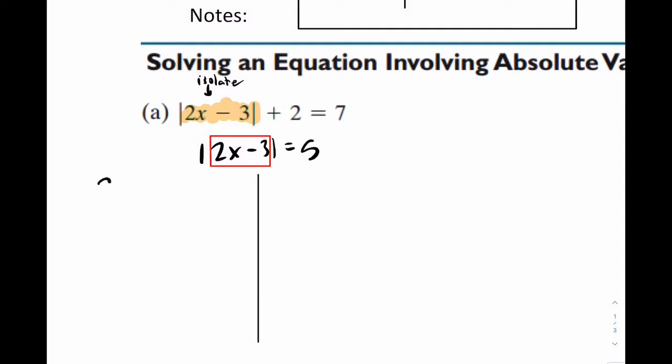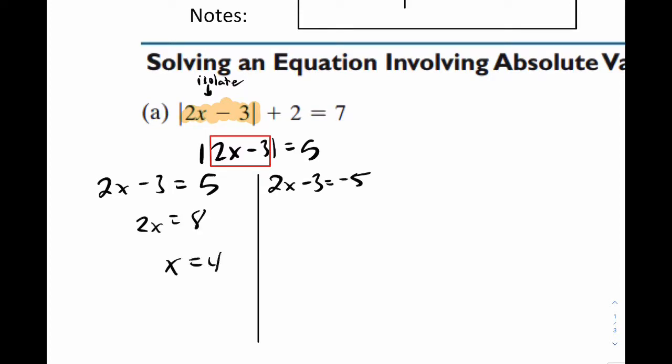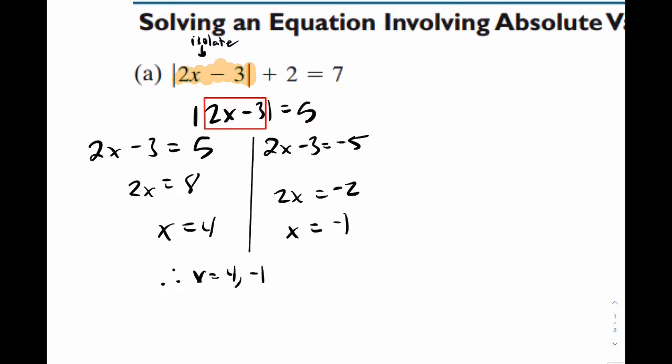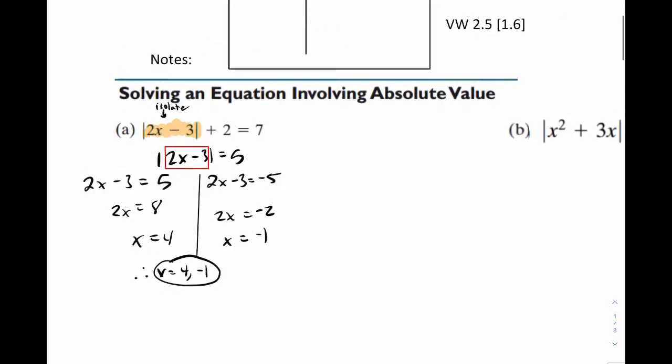That would mean 2x minus 3 should equal 5, or 2x minus 3 should equal negative 5. We solve it. x equals 4, or x equals negative 1. We have two answers there, so I'm just going to write it there: x equals 4, negative 1. And our first example is done.